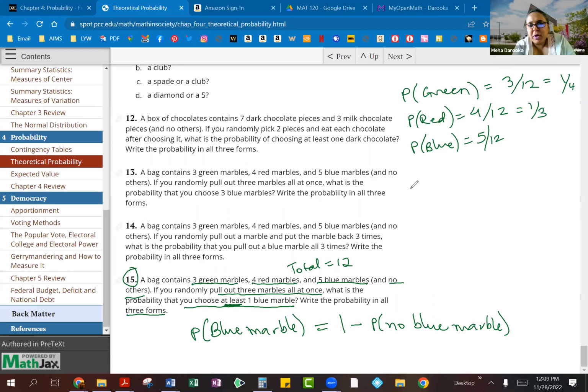So first you want to think about, okay, how would I figure out the probability that we did not choose a single blue marble? How would we write this out? First, think about that.